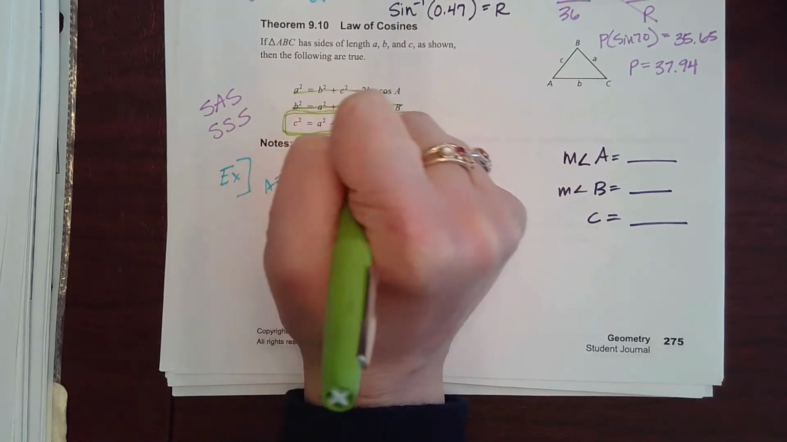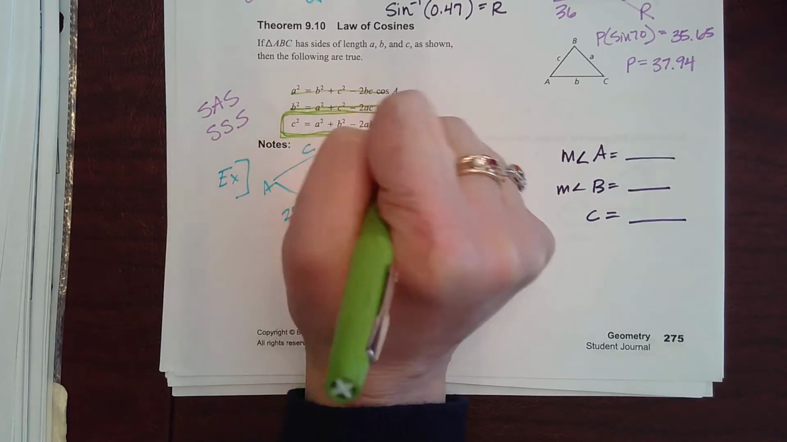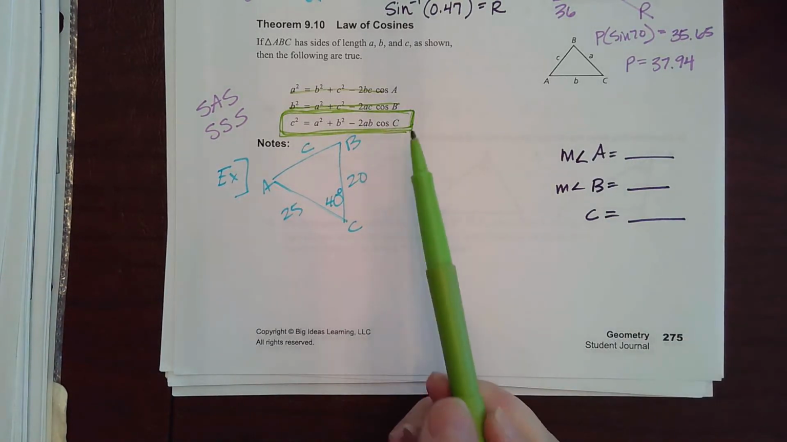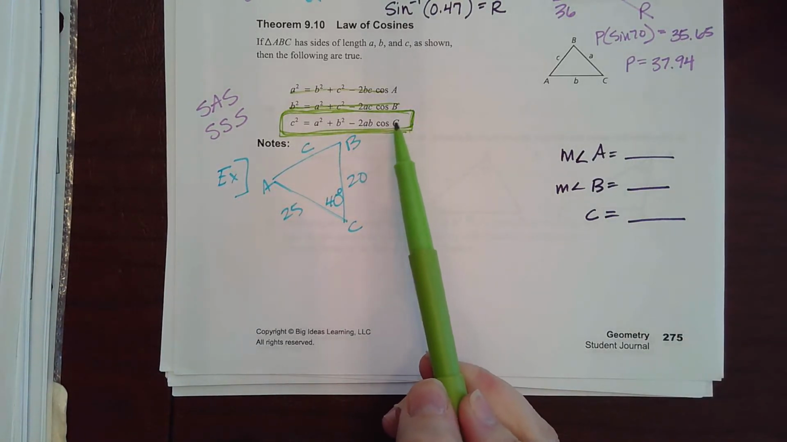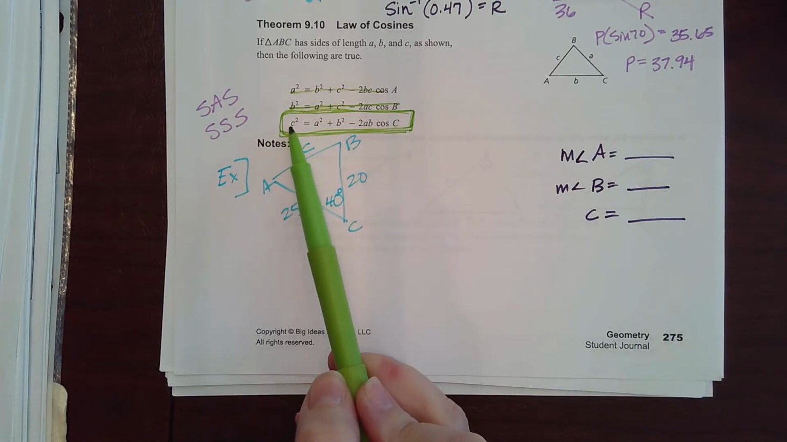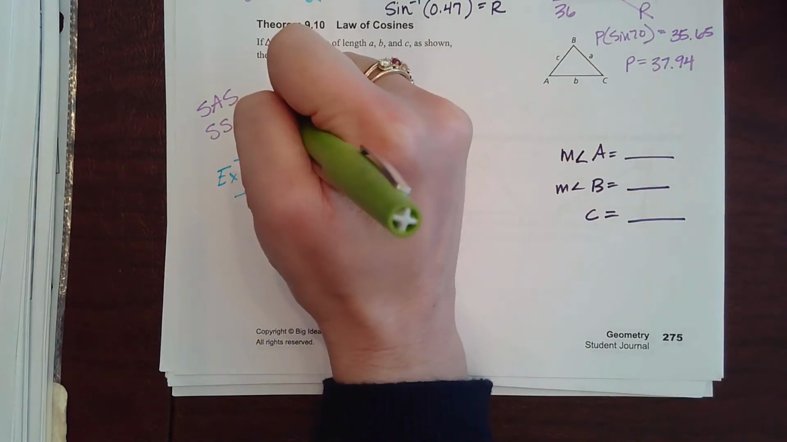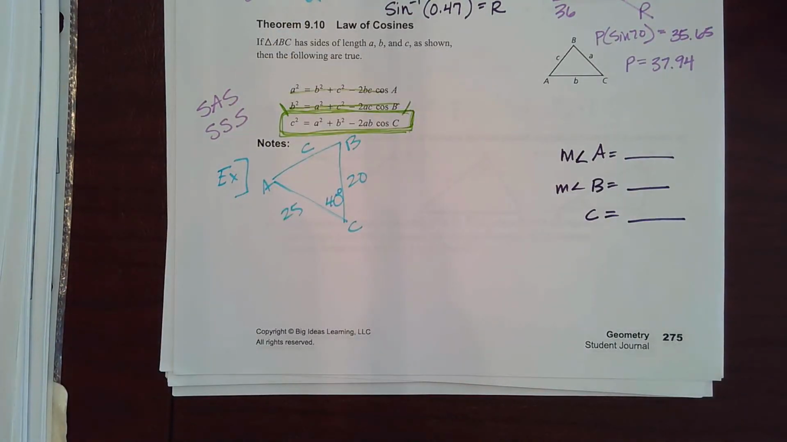They're showing you that if you have A and B versus C, just remember that lowercase a, b, and c stand for sides, capital letters stand for angles. What you have to be careful about with the law of cosines is that this says cosine of C, that's the angle, and this says side C. What you have to remember with law of cosines is this angle and this side have to be across from each other.